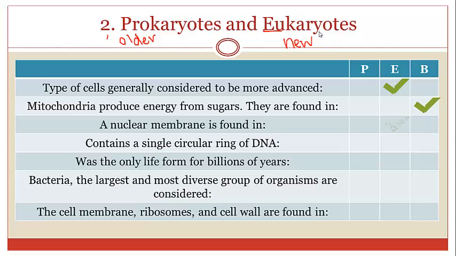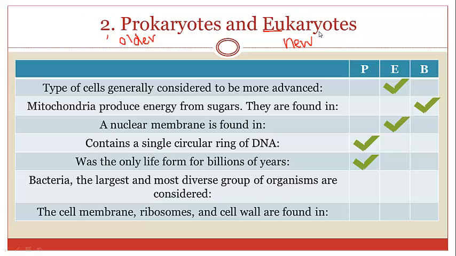Nuclear membrane is found only in eukaryotic cells. Membrane-bound organelles, those are eukaryotic cells. And the nucleus is an example of an organelle, and it is bound by a nuclear membrane. A single circular ring of DNA is going to be a prokaryotic cell. Again, these are older, simpler cells, so their DNA isn't quite as extensive or complicated as it is for a eukaryotic cell. But prokaryotic cells were the only form of life on Earth for billions of years. So all eukaryotic cells came from a prokaryotic cell. They evolved from them.